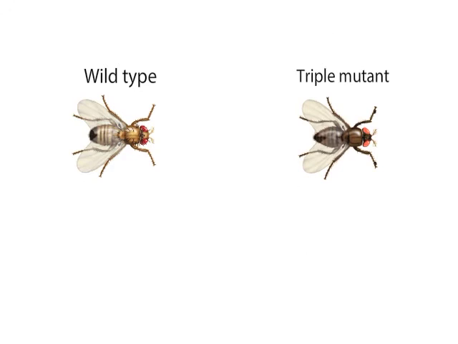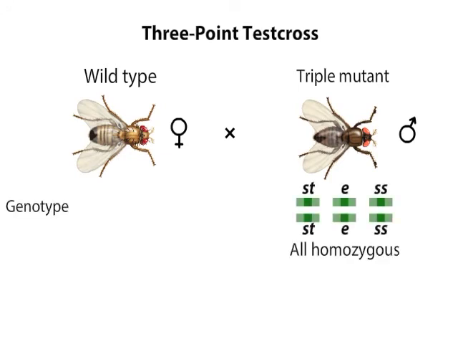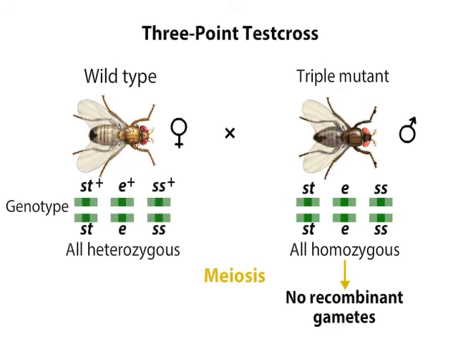We set up a three-point test cross to examine recombination among the mutant loci. Our triple mutant male parent is homozygous for all three mutations. All male gametes will carry all three recessive mutations. No recombination can occur. Our wild-type female parent is heterozygous for all three mutations, and the mutations are coupled on one chromosome. Meiotic recombination in this parent should be easy to detect in her progeny.